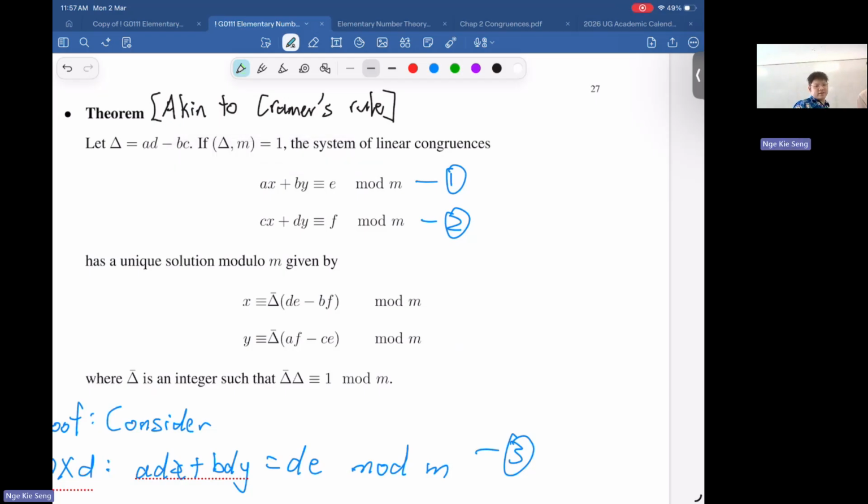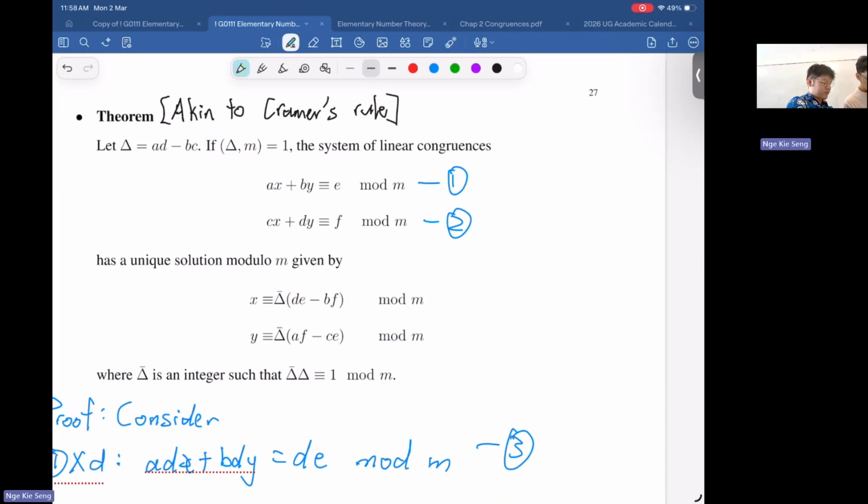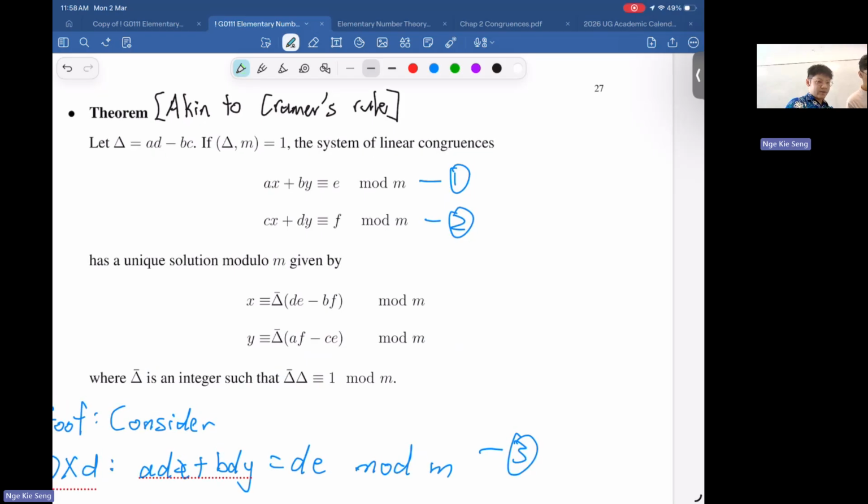Wait, what's the premise of the rule? You need the matrix to be invertible, right? Wait, let me think. Invertible, but this will imply that this determinant is not one. So Cramer's rule wants the matrix to be invertible, correct? But then this will imply that the matrix is invertible because this delta has an inverse, so it's not one. I mean, it's not zero. Doesn't make sense.